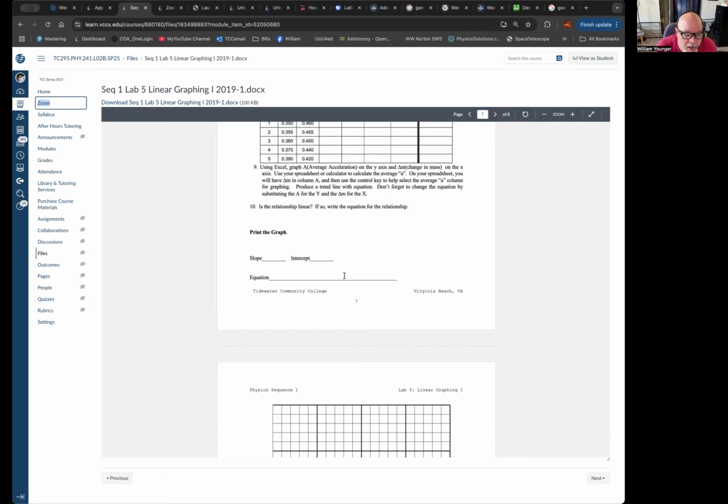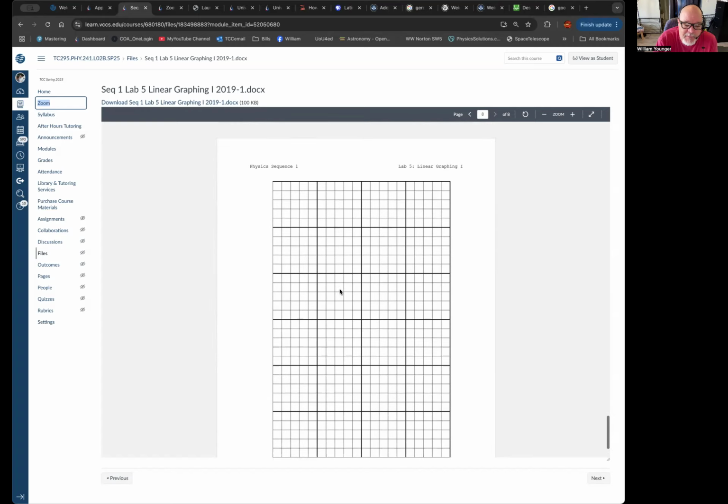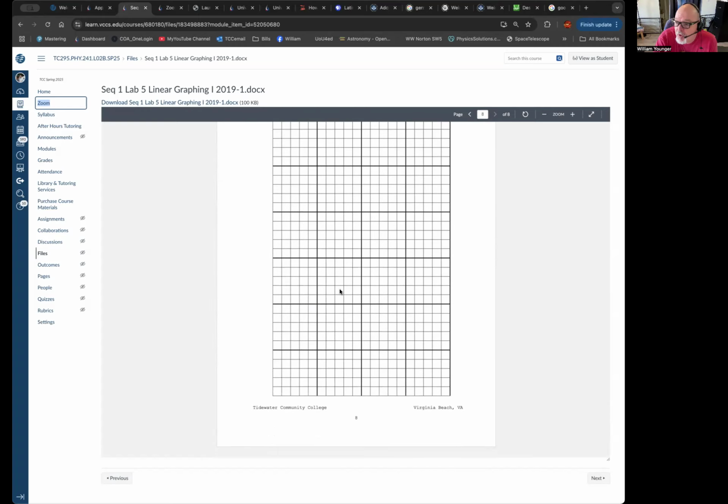It does provide this graph paper, which is not the best graph paper, but you're welcome to use it. The big thing here is I need a hand-drawn one, so you would have to print that out unless you have your own graph paper. So that's the only part where you have to do anything. So we have exactly one page that you'll need.